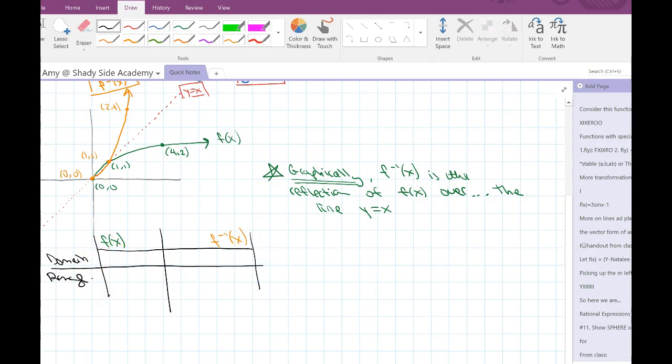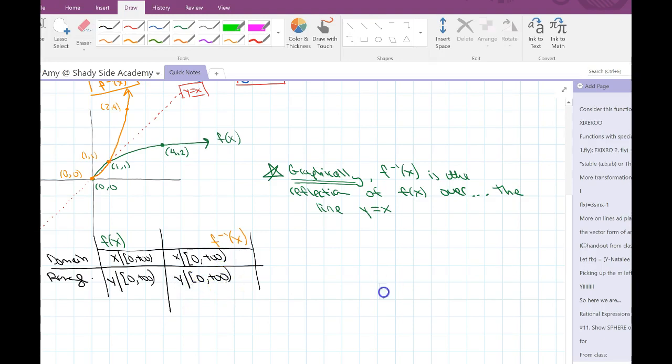Okay. All right. Well, the domain of f of x is x such that x is 0 to positive infinity, non-inclusive. The range is y such that y is 0 to positive infinity, not inclusive. Okay. The inverse has a domain. Oh, interesting. The domain is 0 to positive infinity, not inclusive. The range here is 0 to positive infinity, not inclusive.